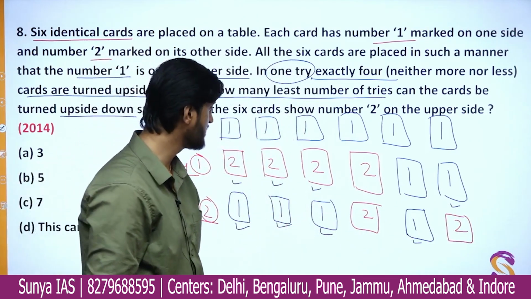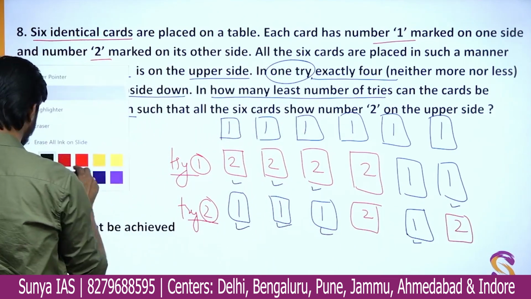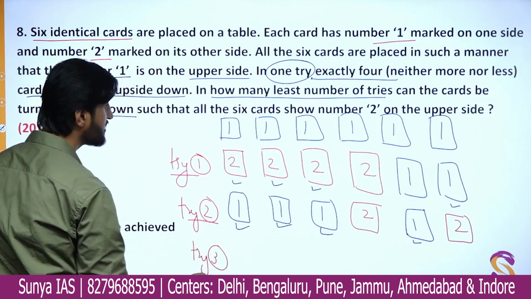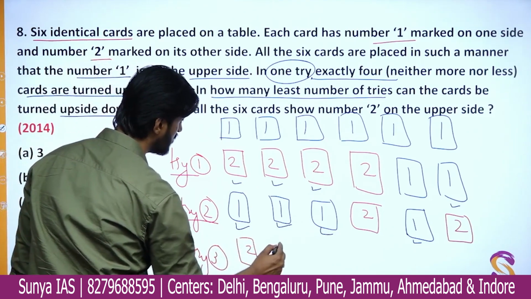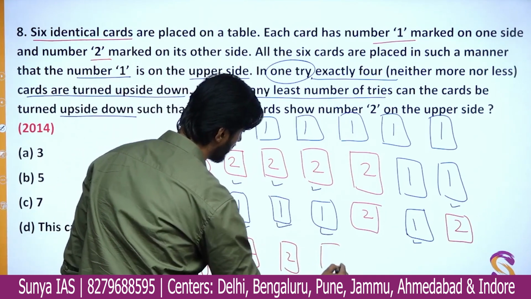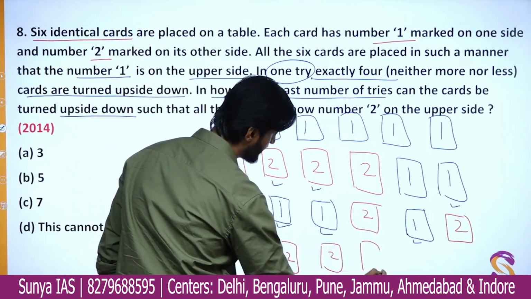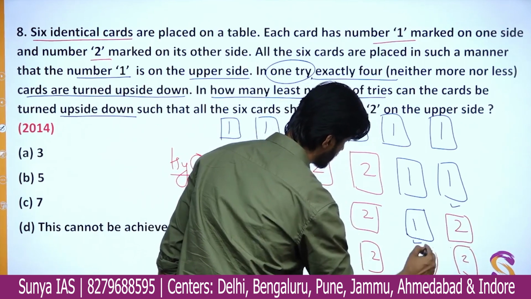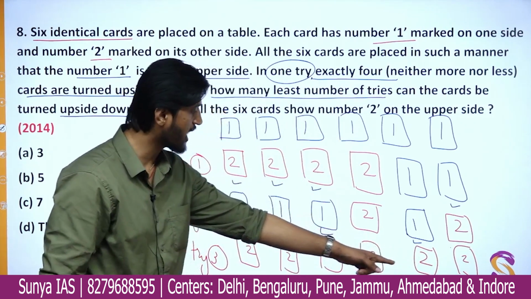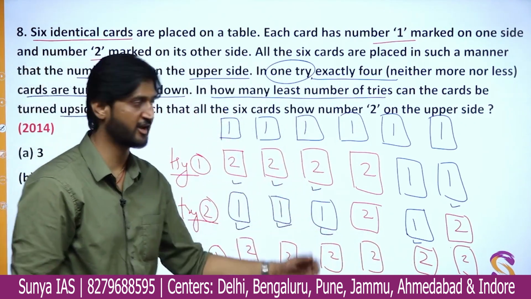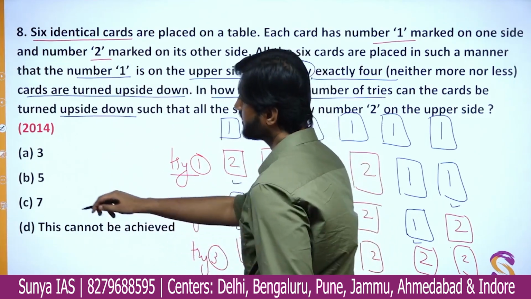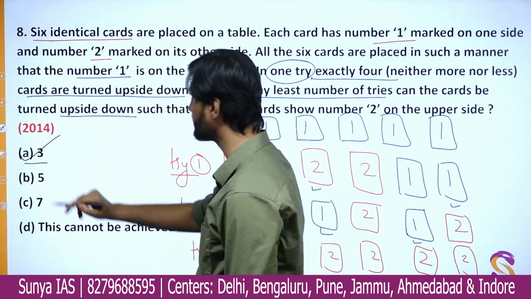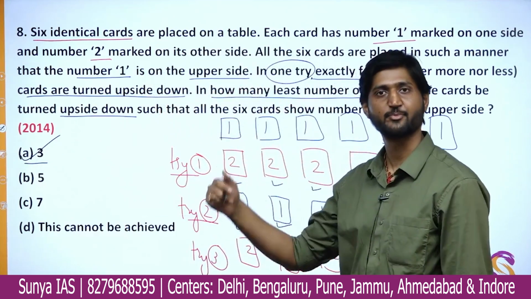Now if we flip these 4 cards more in the third try, we will get all of them. This will become 2, this will become 2, this will also become 2, this is already 2, this one is also already 2, and this will also become 2. So now you can see all the cards are on the other side. In this way, you can get this work done in just 3 tries. That is, option number A is the correct option in this particular case.